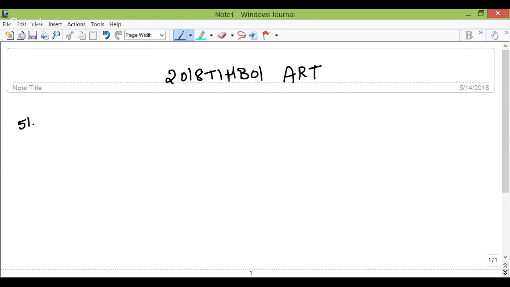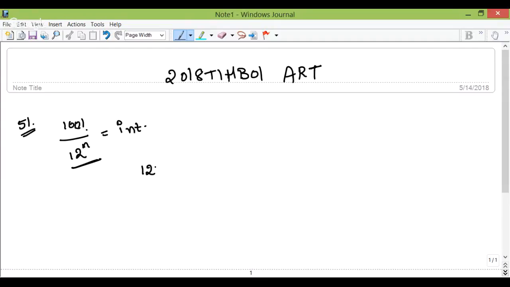So, 51st question. It is given that 100 factorial by 12 power n is an integer. Now, in order to make this an integer, this 100 factorial must be divisible by 12 power n.